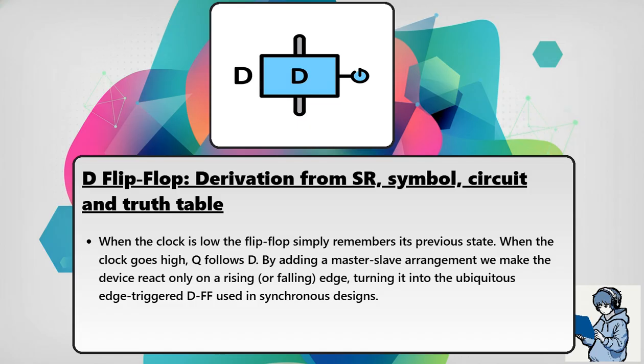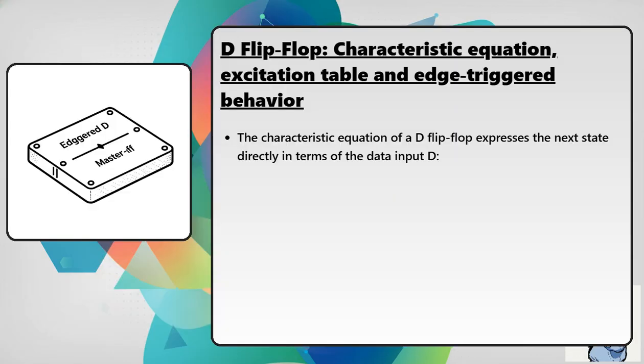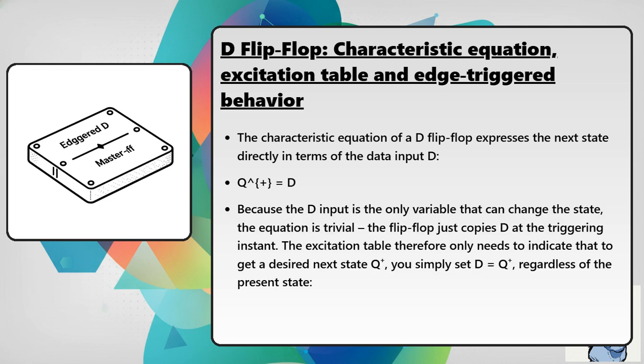When the clock goes high, Q follows D. By adding a master-slave arrangement, we make the device react only on a rising or falling edge, turning it into the ubiquitous edge-triggered D flip-flop used in synchronous designs. The characteristic equation of a D flip-flop expresses the next state directly in terms of the data input D. Q+ equals D. Because the D input is the only variable that can change the state, the equation is trivial. The flip-flop just copies D at the triggering instant.